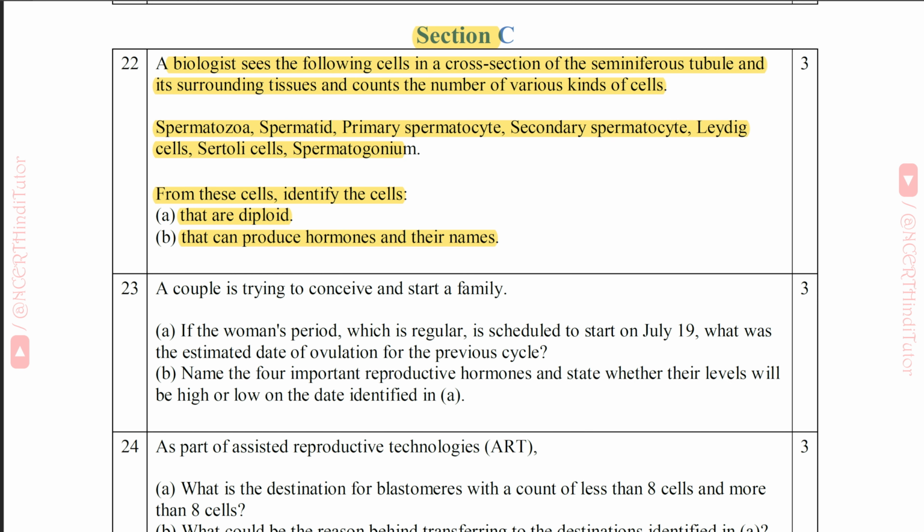Question 23. A couple is trying to conceive and start a family. A. If the woman's period, which is regular, is scheduled to start on July 19, what was the estimated date of ovulation for the previous cycle?